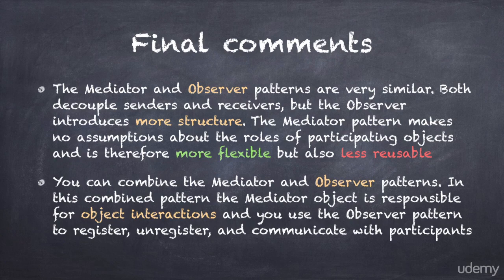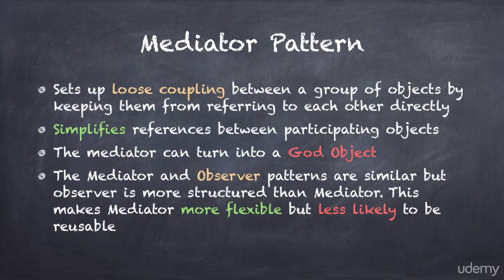Okay, here is a summary of what we have learned. The mediator pattern sets up loose coupling between a group of objects by keeping them from referring to each other directly. The benefit of the mediator pattern is that it simplifies the map of references between participating objects. The disadvantage of the pattern is that the mediator can turn into a God object. The mediator and observer patterns are similar, but observer is more structured than mediator. This makes mediator more flexible, but also less likely to be reusable.